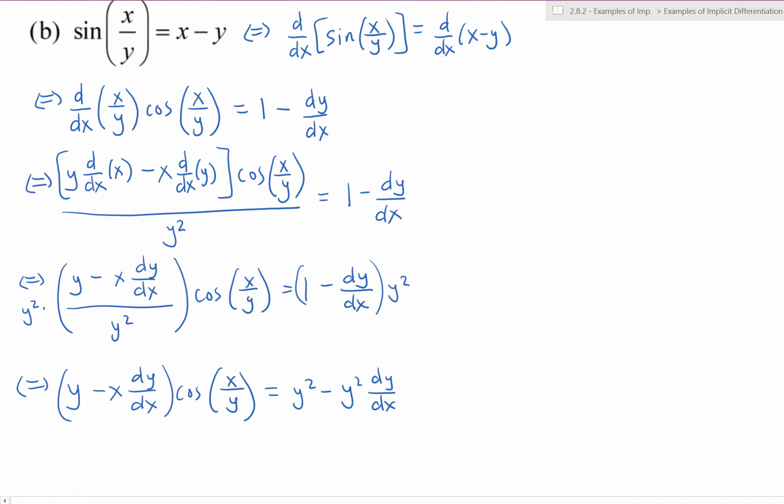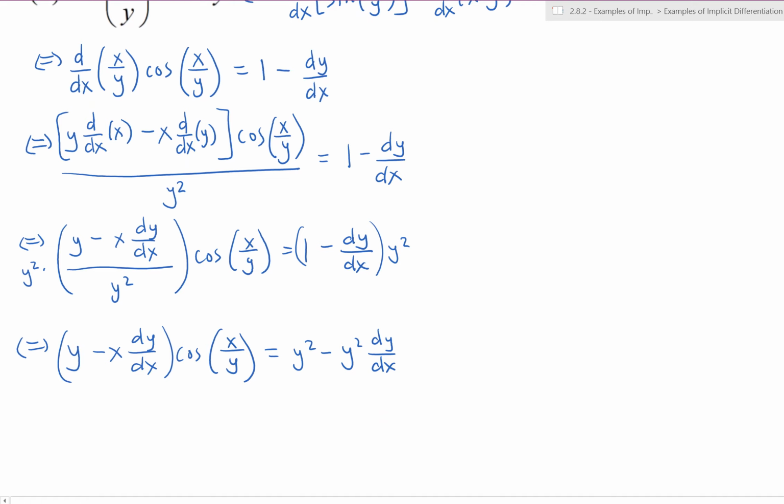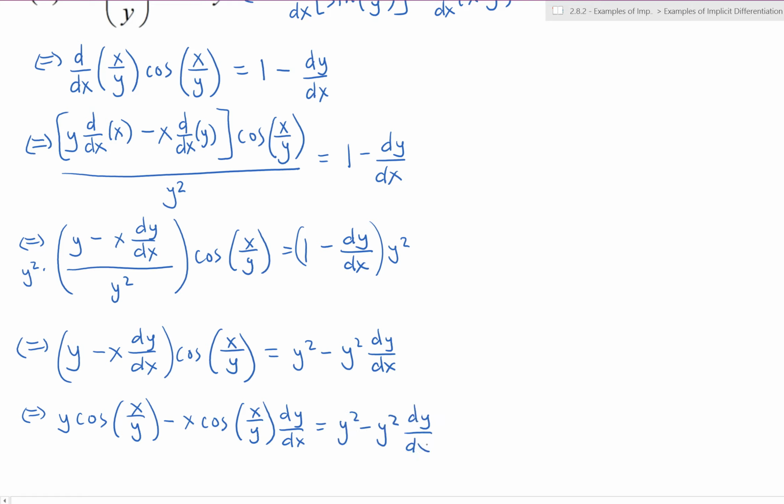And now on the left-hand side, we have some terms, right? We have a y and an x dy/dx with a minus sign in between them, all multiplied by the cosine of x over y. The goal is to get dy/dx by itself. So what we should do is distribute the cosine of x over y and get y cosine x over y minus x cosine x over y times dy/dx is all equal to y squared minus y squared dy/dx.